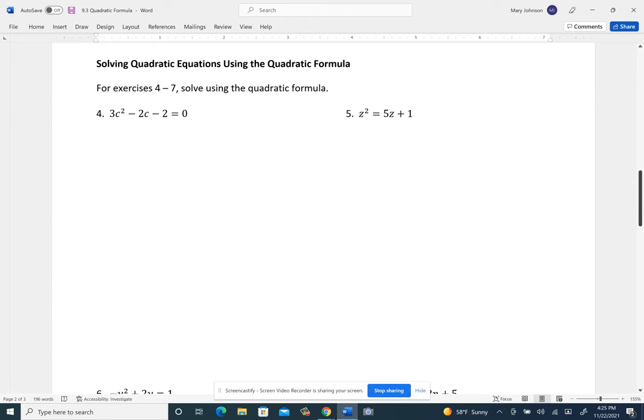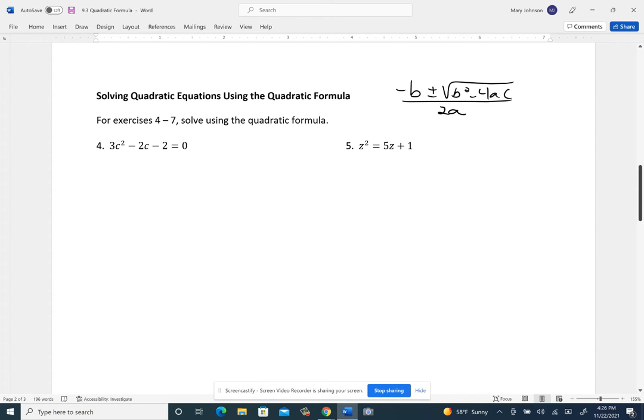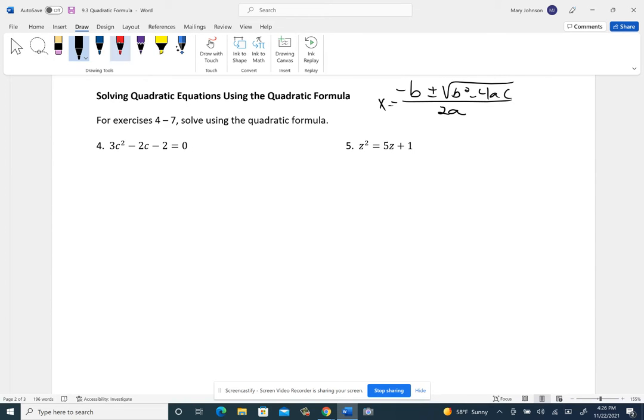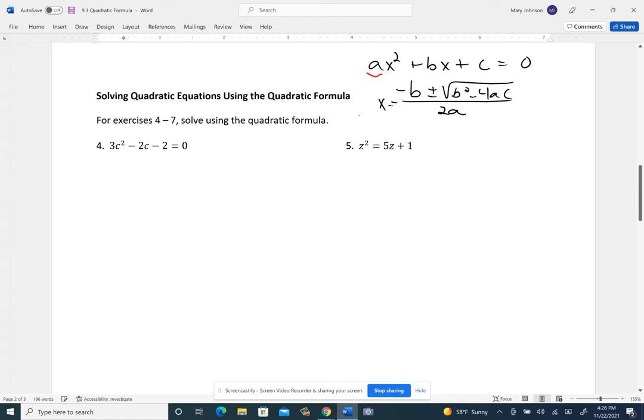Okay, so the quadratic formula says your solutions, in this case, it would be what C equals. I won't use that. I'll just write the formula. So the formula says negative b plus or minus square root of b squared minus 4ac all over 2a. Now the c that you see in this equation is not the c that you see in the formula. Remember, the formula goes with the equation ax squared plus bx plus c equals 0. So the a, the b, and the c that you use in the quadratic formula are talking about these.